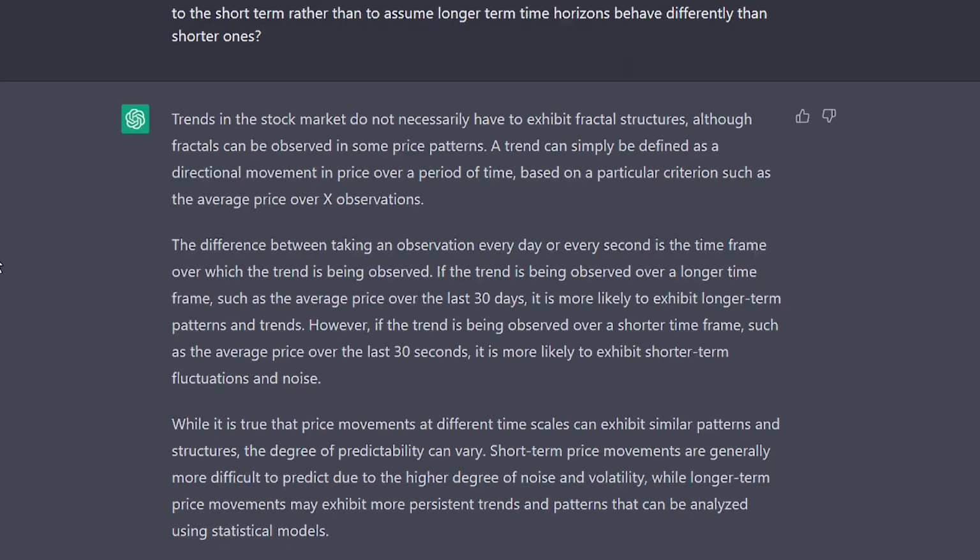Trends in the stock market do not necessarily have to exhibit fractal structures. Although fractals can be observed in some price patterns, a trend can simply be defined as a directional movement in price over time, based on particular criterion such as the average price over X observations. The difference between taking an observation every day or every second is the time frame over which a trend is being observed. If the trend is being observed for a longer time frame, such as the average price over the last 30 days, it is more likely to exhibit longer term patterns and trends. However, if the trend is being observed over a short-term time frame, such as the average price over the last second, it is more likely to exhibit short-term fluctuations and noise.